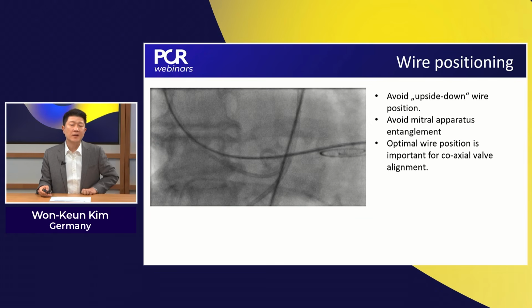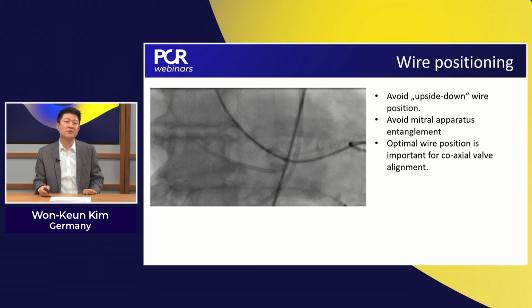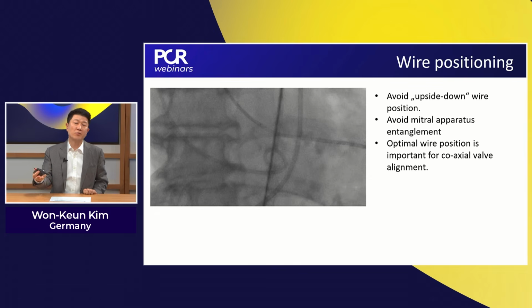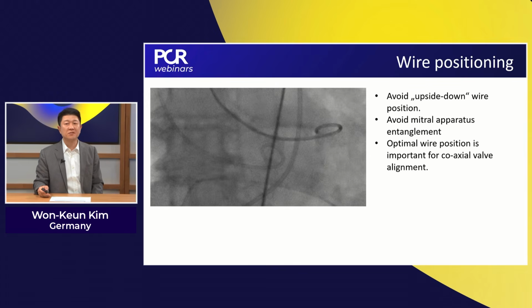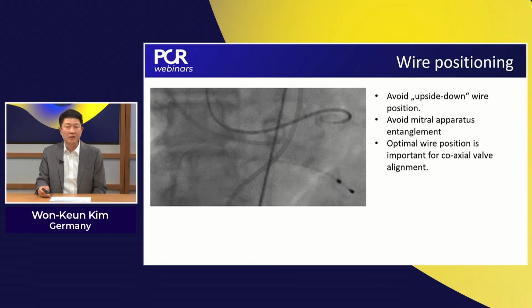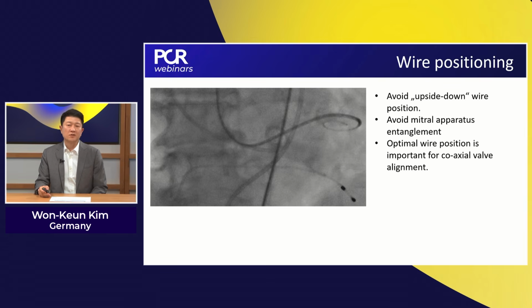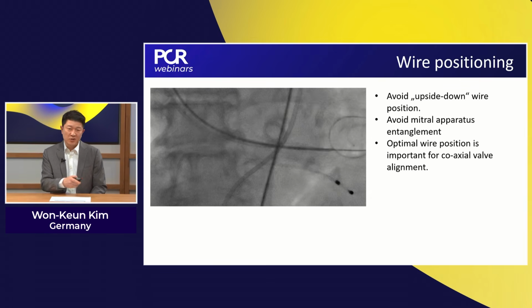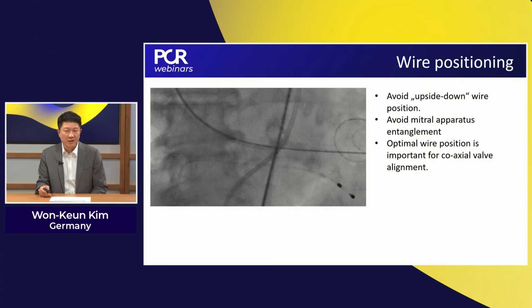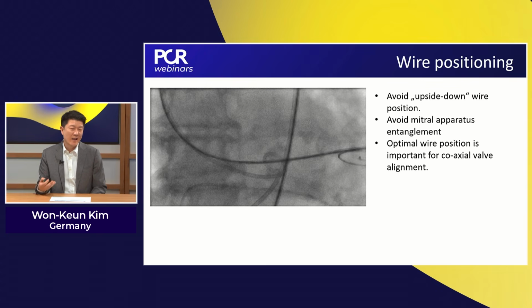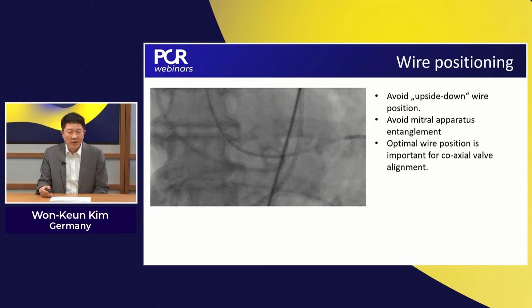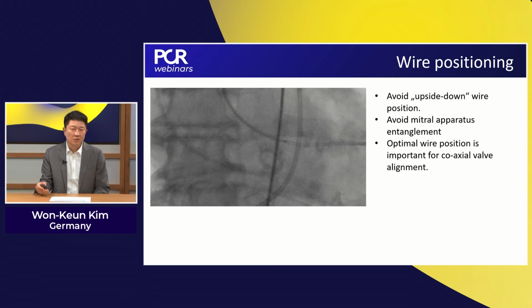And I'm taking a lot of time to achieve a very good wire positioning. You should absolutely try to avoid, for the aforementioned reasons, upside-down wire. You should avoid mitral apparatus entanglement, and I think especially if you have such a difficult anatomy, a good wire position will help you to achieve a better coaxial valve alignment. So just take time. I'm not satisfied with a suboptimal wire position.